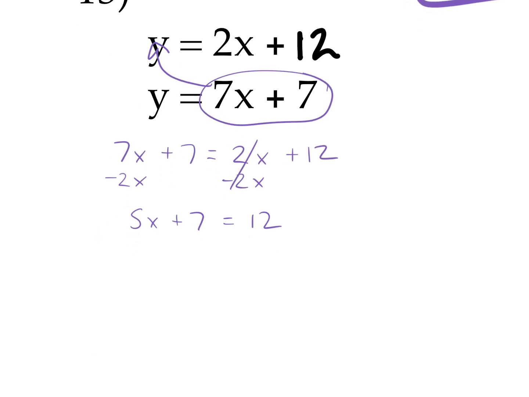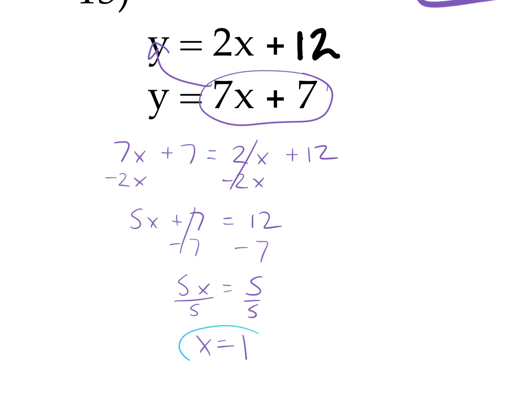Then what do we do? Subtract the 7. So 5x is equal to 5. Andrew, what do we do next? Divide by 5. So x is equal to 1. Are we done there? No, what do I have to do next?